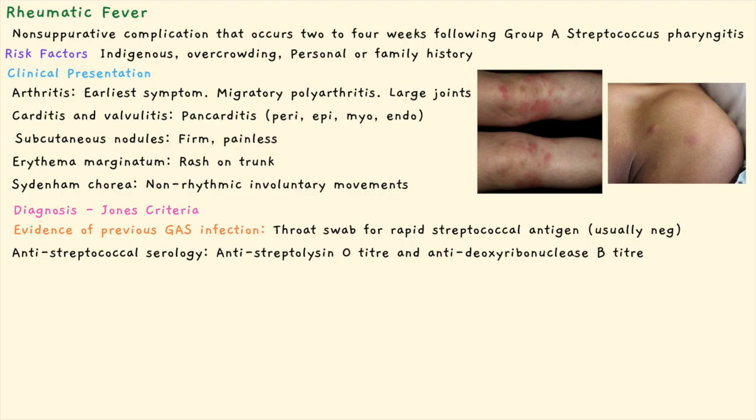Diagnosis is based on the Jones criteria. So remember the pathophysiology, it's following a group A strep infection. So there can be evidence of previous group A streptococcus infection, and for this you do a throat swab for rapid streptococcal antigens. However, remember this is 2 to 4 weeks after the infection, so this may be negative if the infection has already totally been cleared. You can also do anti-streptococcal serology, so the main antibodies are anti-streptolysin O titer and anti-deoxyribonuclease B titer.